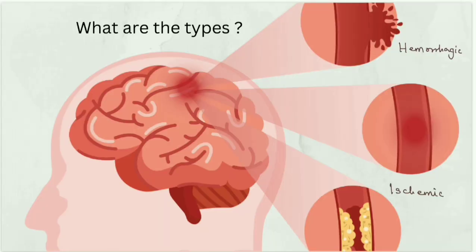Now, to the types. Primarily, we have two types: the hemorrhagic and the ischemic. It's very easy, don't mind the grammar. In hemorrhagic, take it as the pipe bursts. If you look at this, you will see that this is the flow, blood was flowing, and the pipe, that's the blood vessel, burst. That is the hemorrhagic, which constitutes about 20% of strokes. Then you see these two.